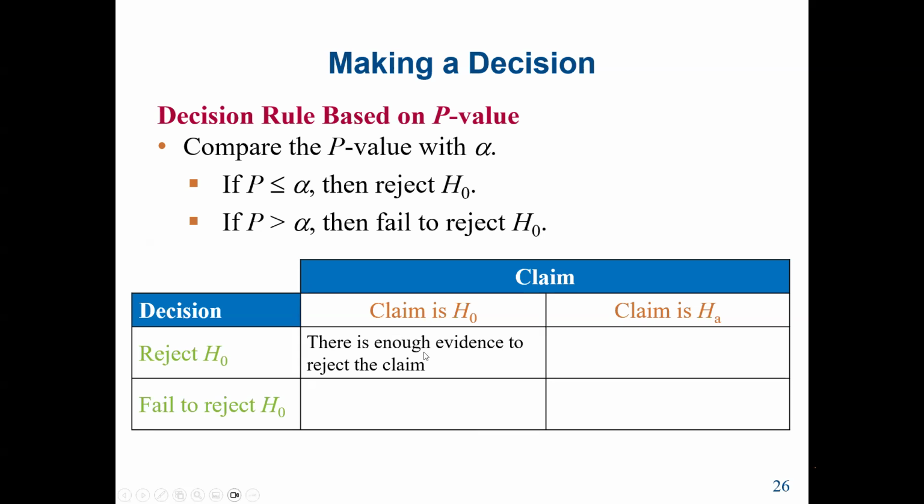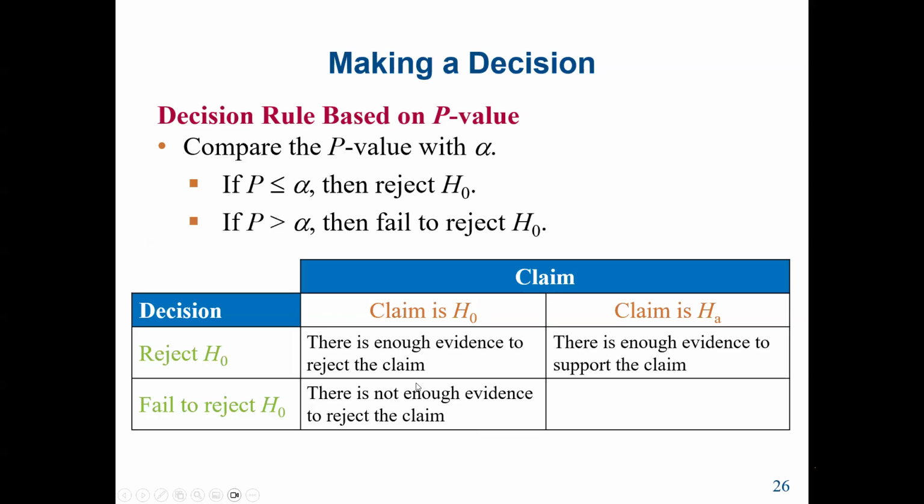We can put it in English. There's enough evidence to reject H0, or reject the claim. The claim is the H0. Or here we can say there is not enough evidence to reject the H0 if we fail to reject H0. Also here we say there's enough evidence to support the claim. And also there is not enough evidence to support the claim.